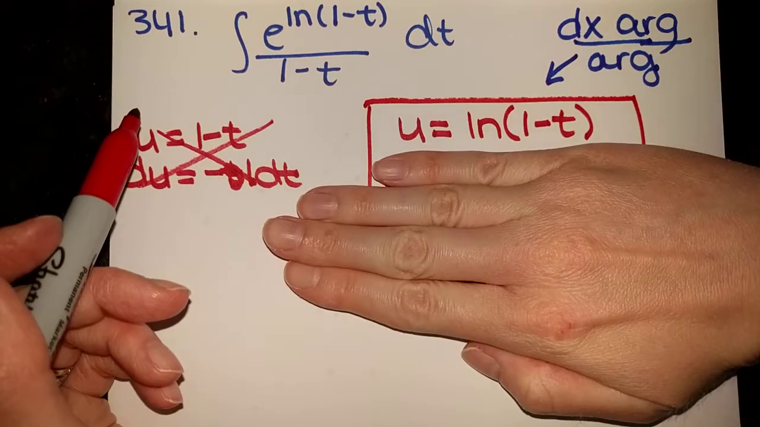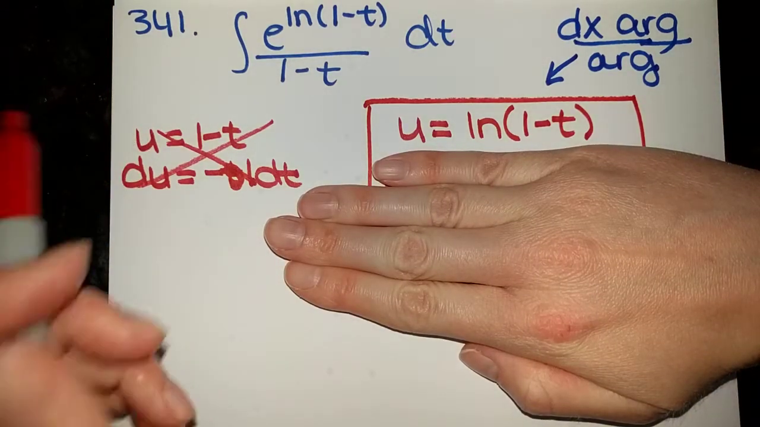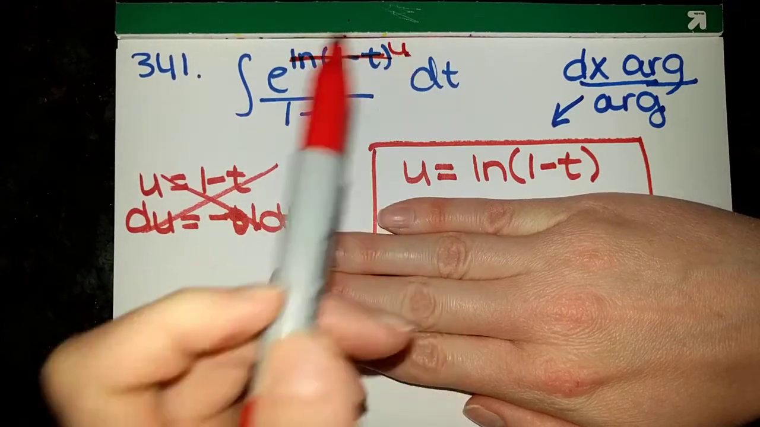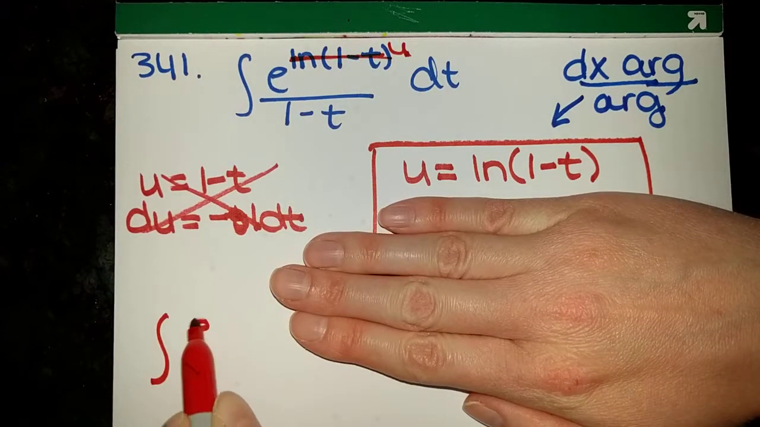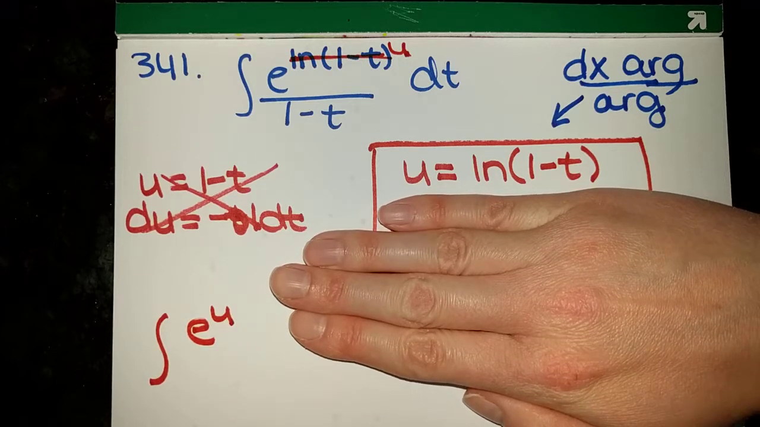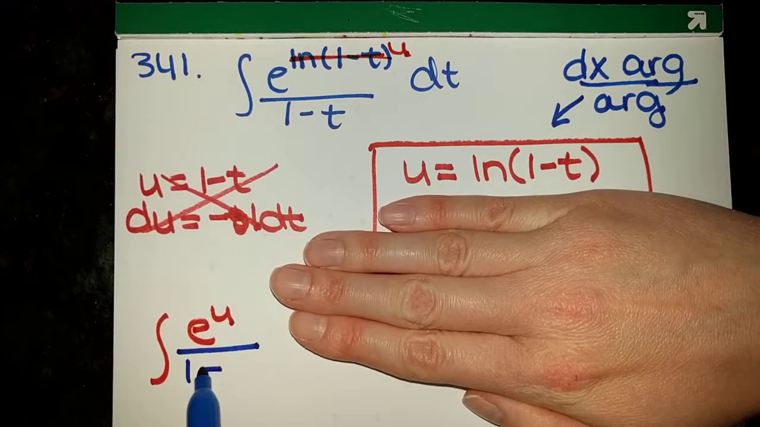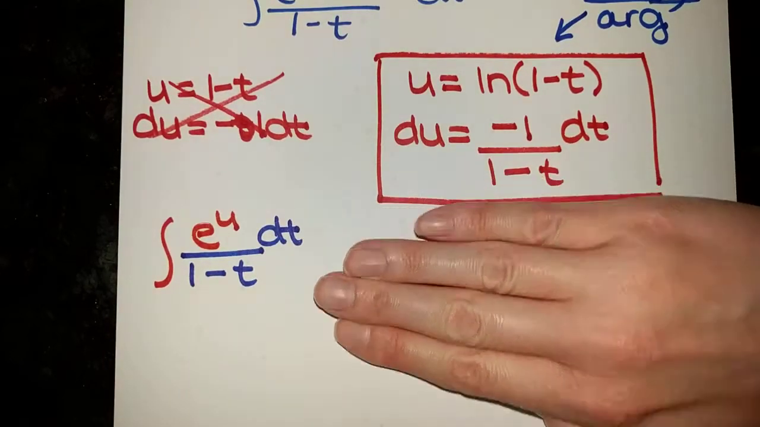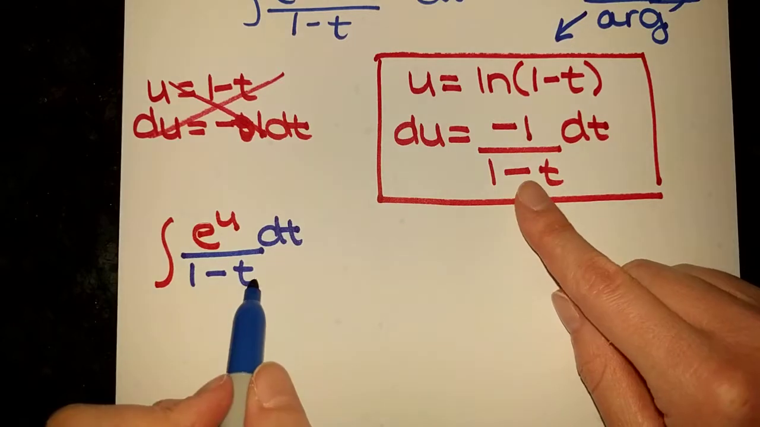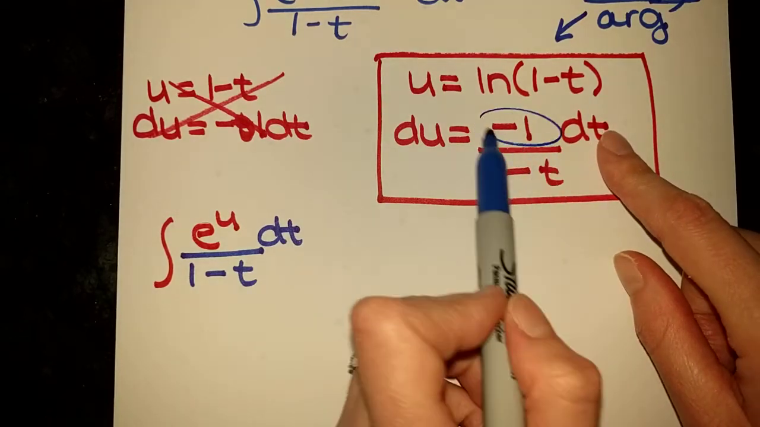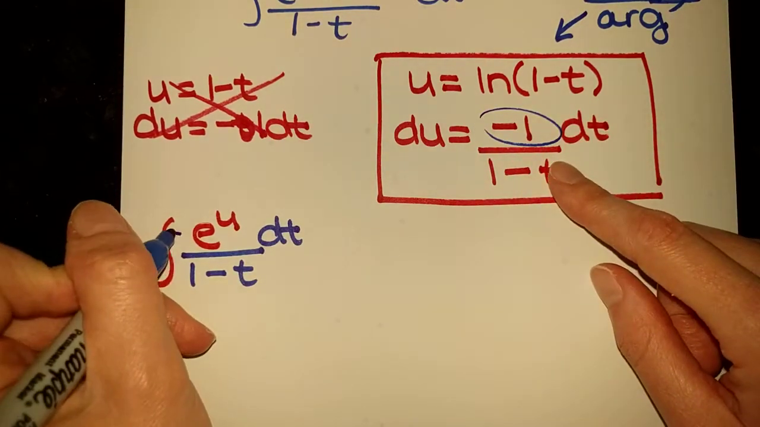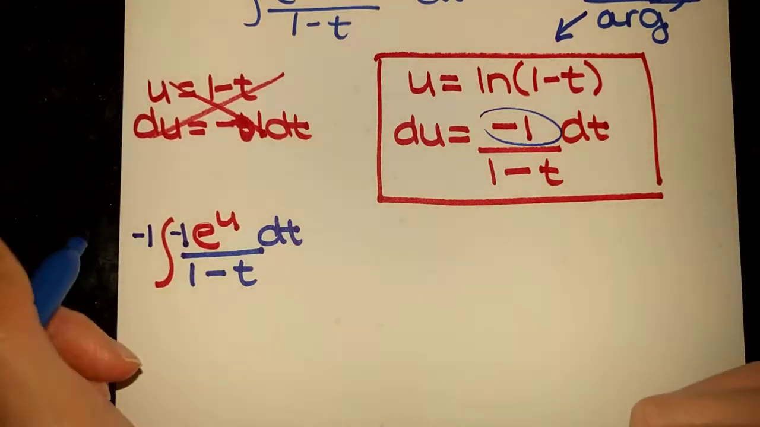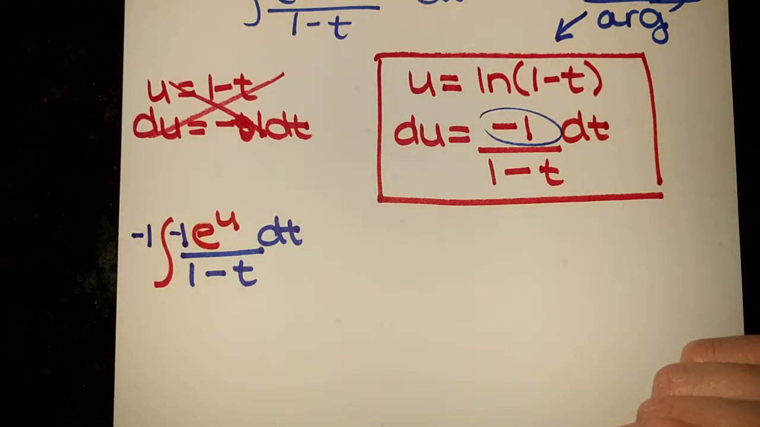All right, so let's start with making the substitution based off of u. All this natural log 1 minus t business would become u. So this would become integral e to the u, but we would still have 1 minus t dt. Then if we look at our du definition, we have the 1 minus t, we have the dt, we do not have the negative 1. So we would multiply in by a negative 1, and of course that means we have to divide on the outside by a negative 1.